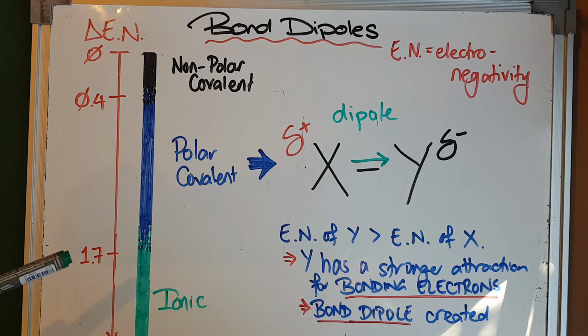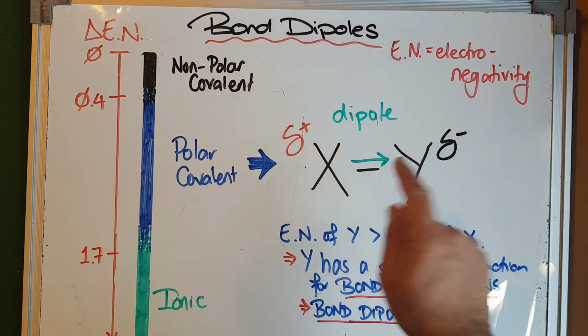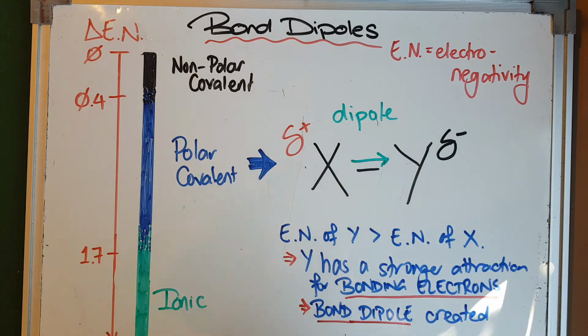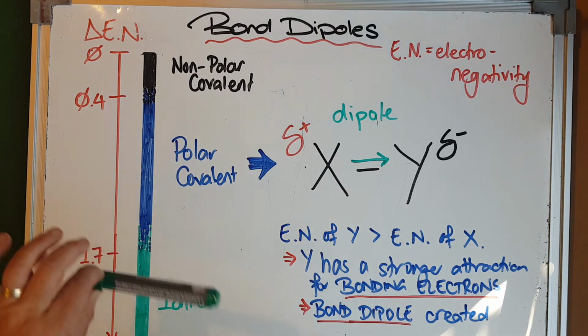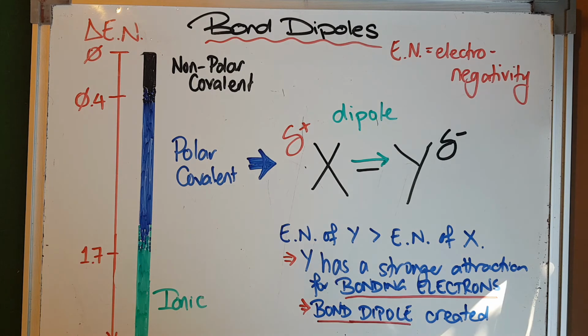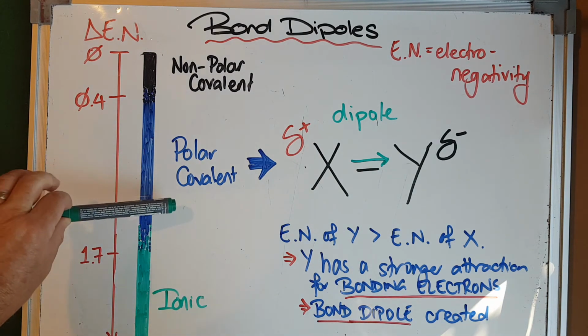Now, when we get to 1.7, this attraction is so strong the electrons actually get transferred, and this is where we create our ions. We're really at this stage only looking at molecules and the bonding within polyatomic ions. So we're looking at covalent bonds.